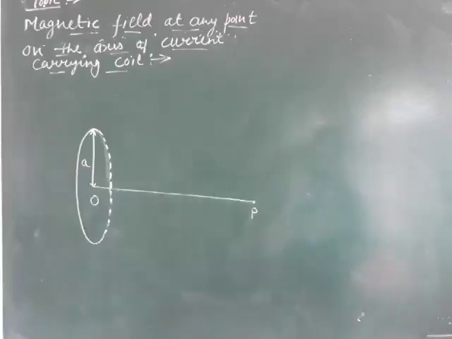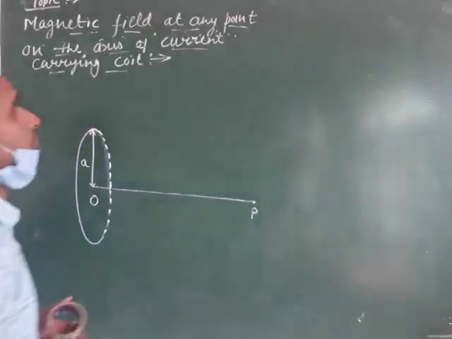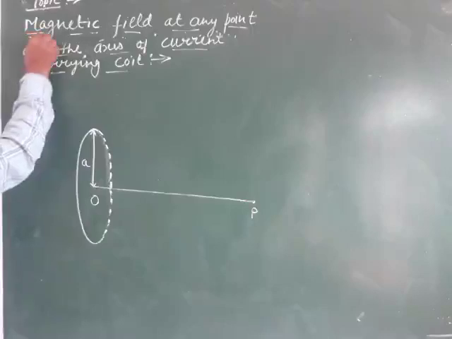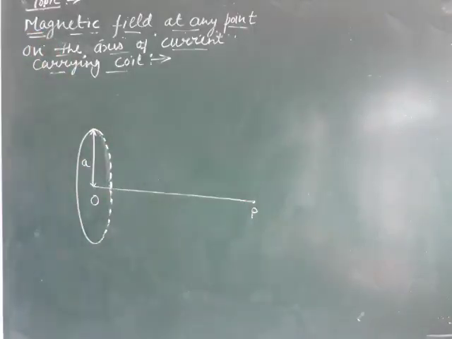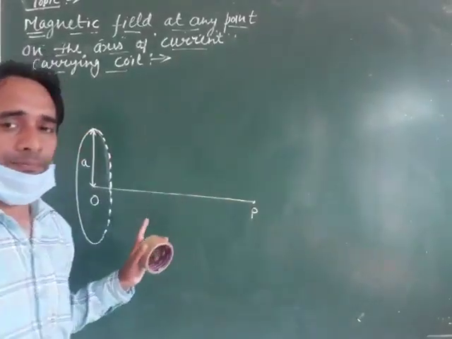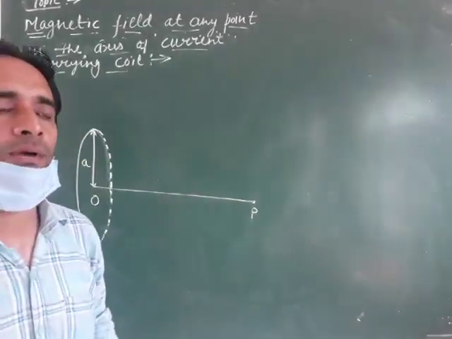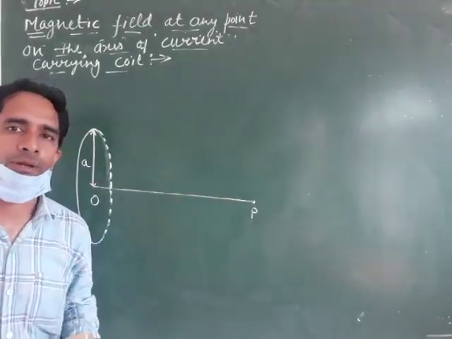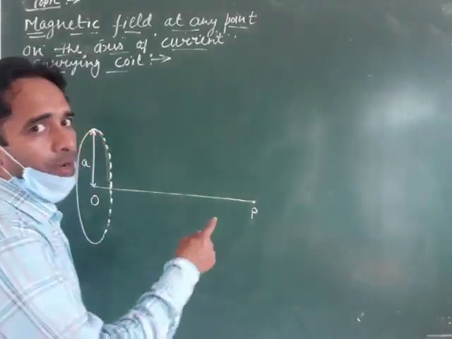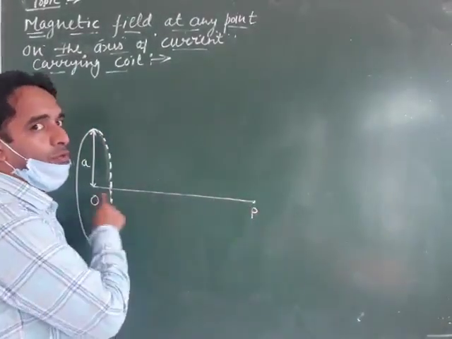Good morning, students. Today we will discuss the topic: magnetic field at any point on the axis of the current carrying coil. Meaning we need to find out the value of the magnetic field at any point on the axis of the circular coil.